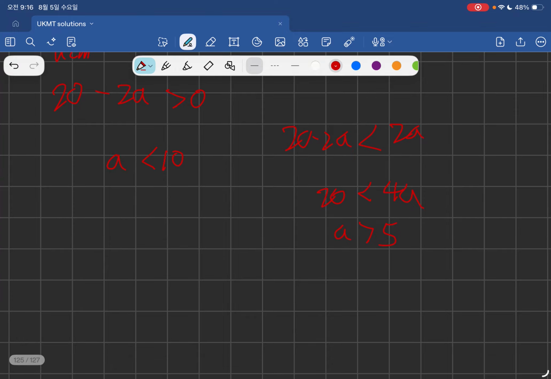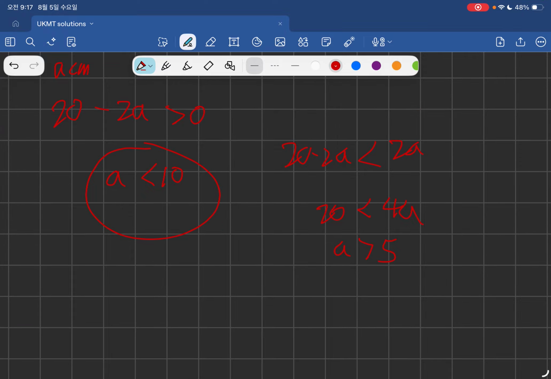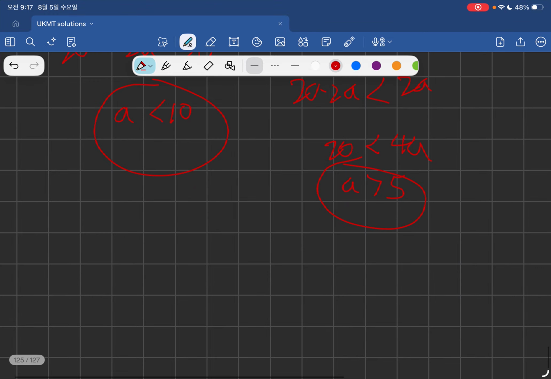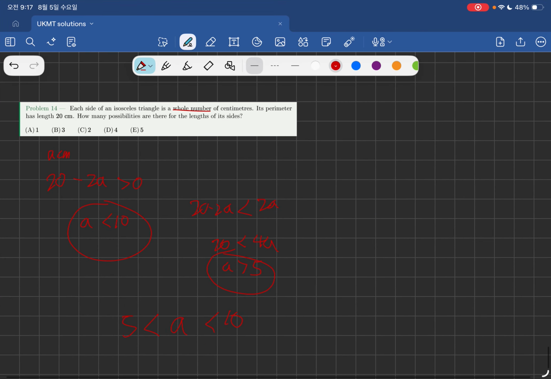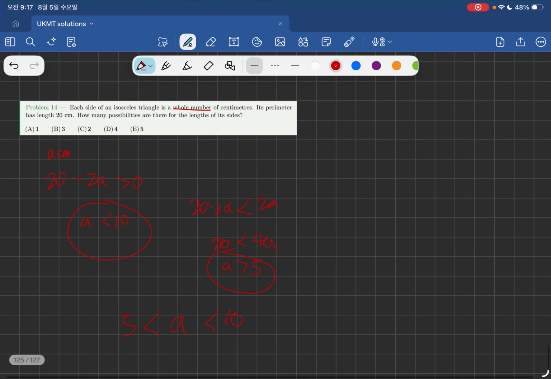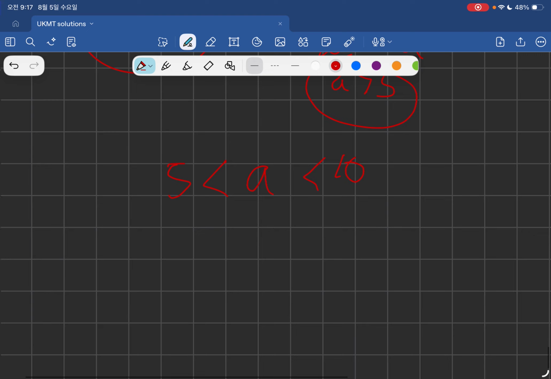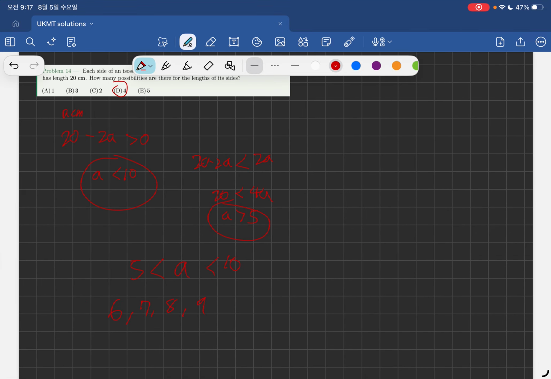Now if we combine these two inequalities, we have A as greater than 5 and smaller than 10. So therefore, because A is a whole number, as written in the question, the 4 possible values for A are 6, 7, 8, and 9. So there are 4 possibilities for the sides of the triangle. So D is the correct answer.